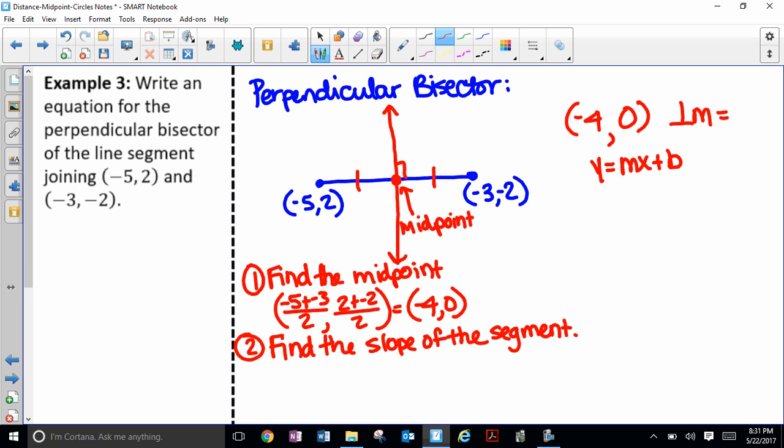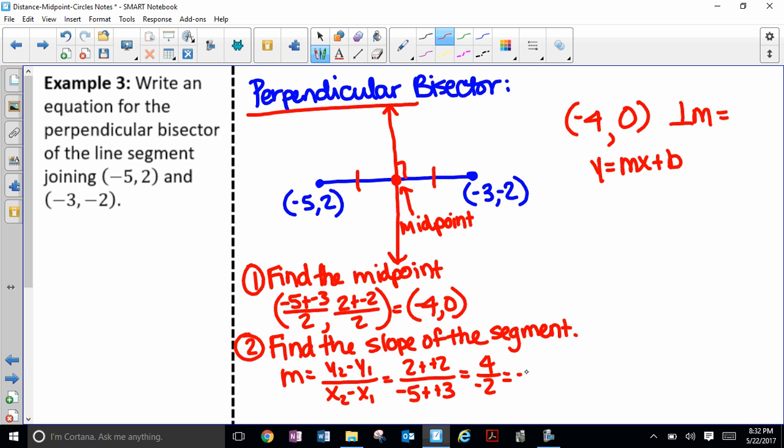And we need to find the slope of the segment because once I know the slope of this, then I take the opposite reciprocal to get the perpendicular slope. Okay, so remember your slope formula is y2 minus y1 over x2 minus x1. So let me subtract the y's. I'll do 2 minus -2, which is actually 2 plus 2, all over -5 minus -3, which is actually going to be -5 plus 3. So that'll be 4 over -2. So the slope of the segment is -2.